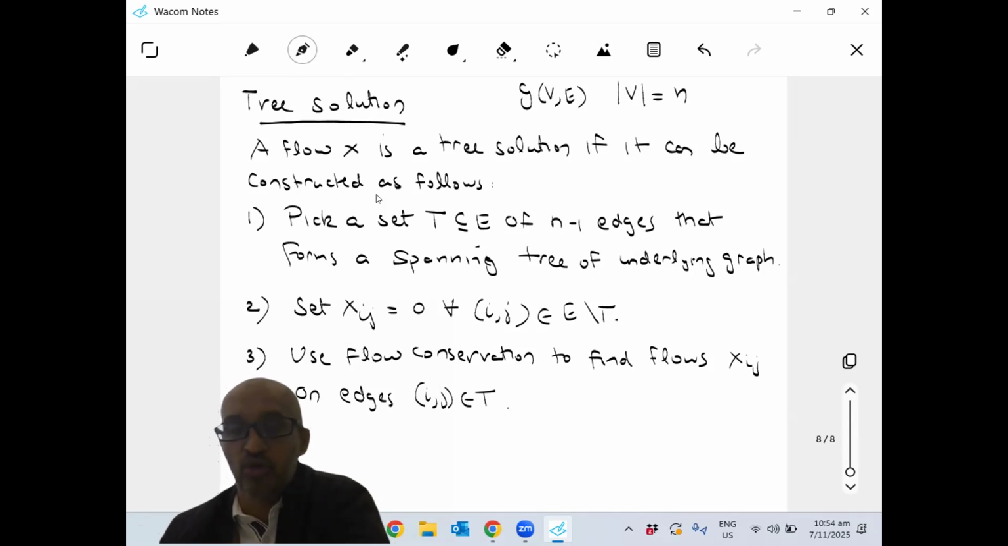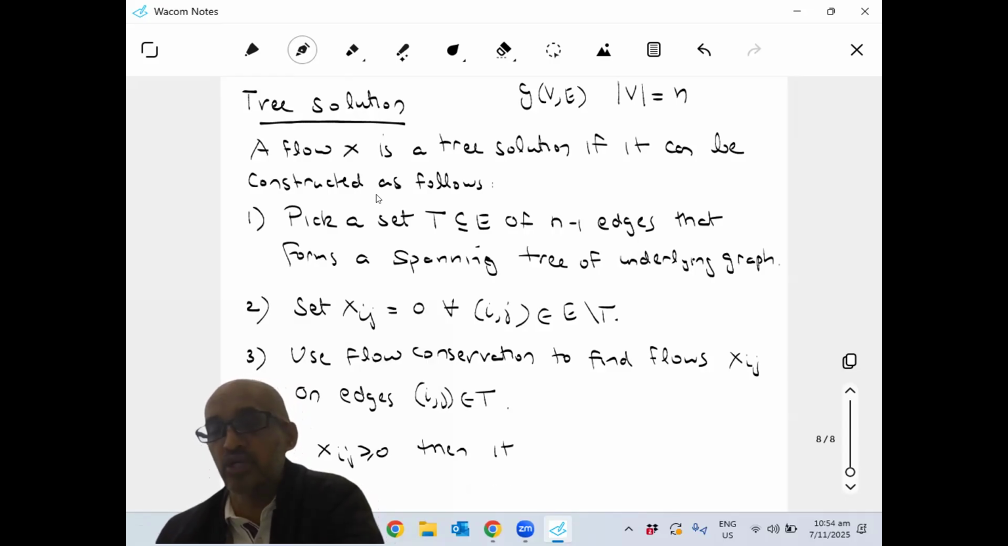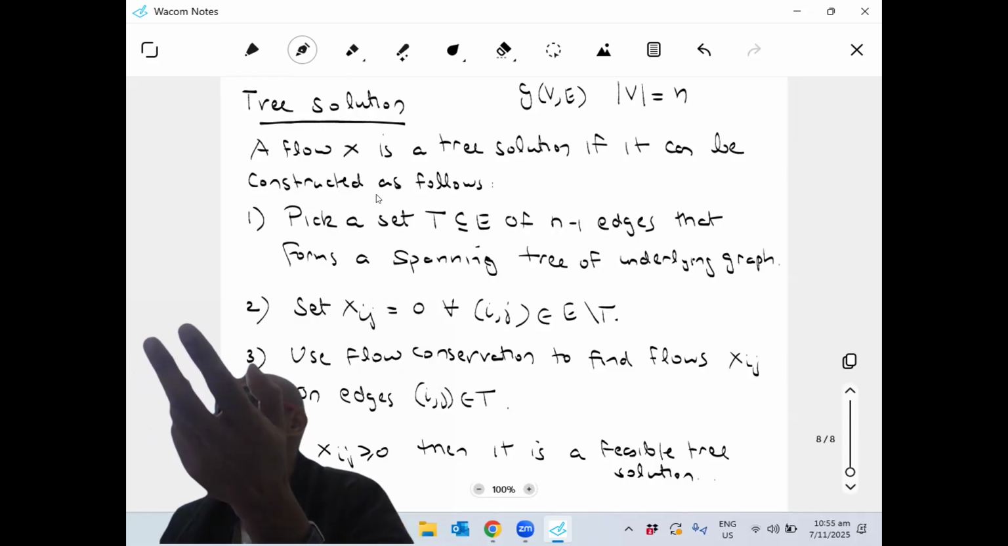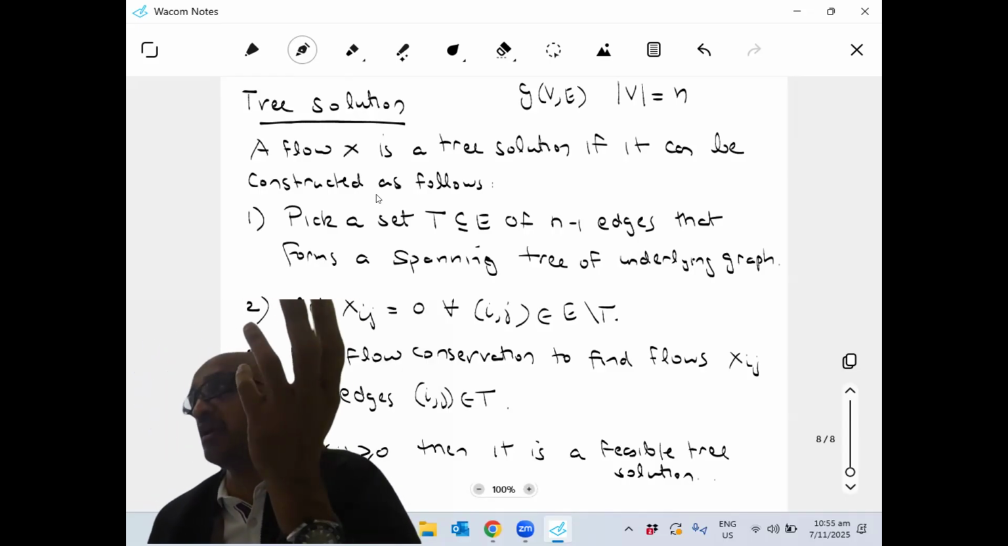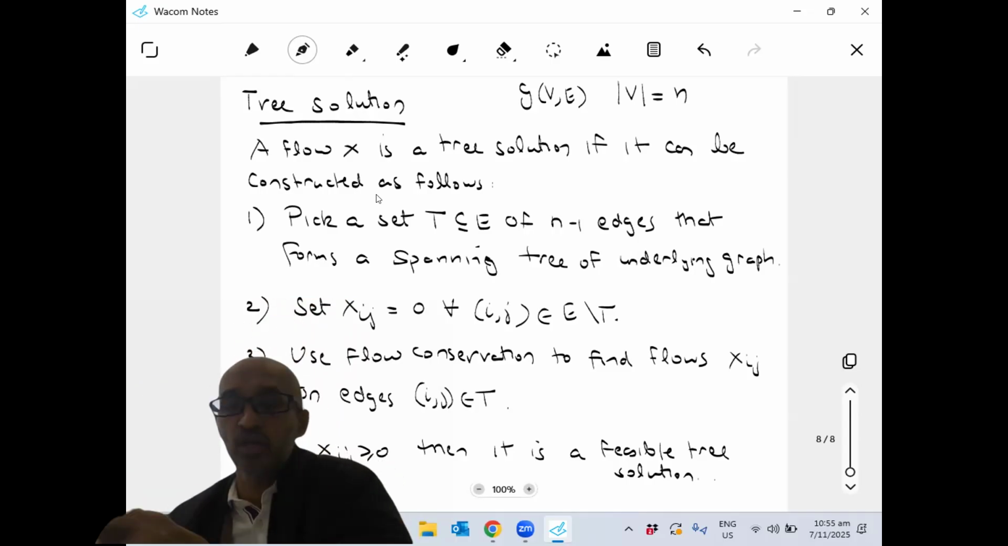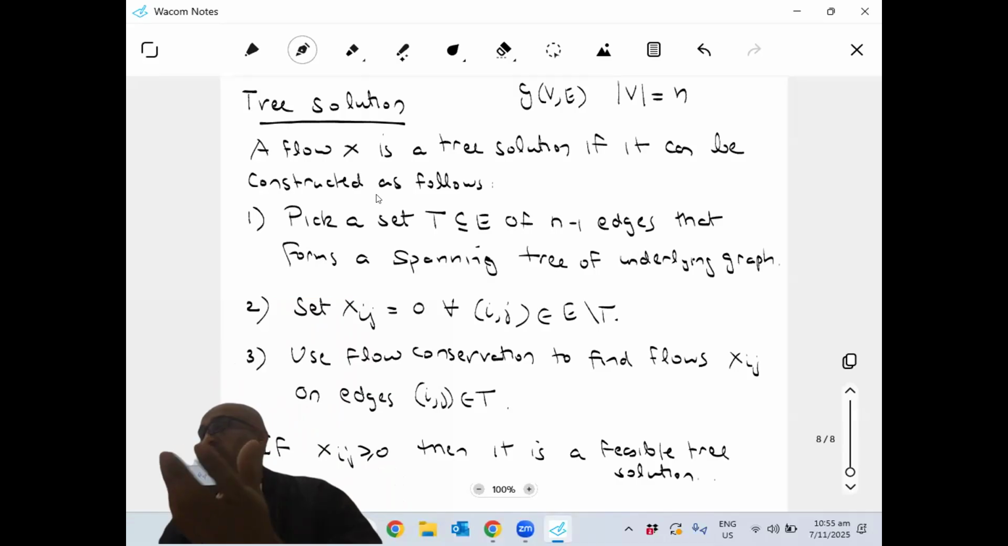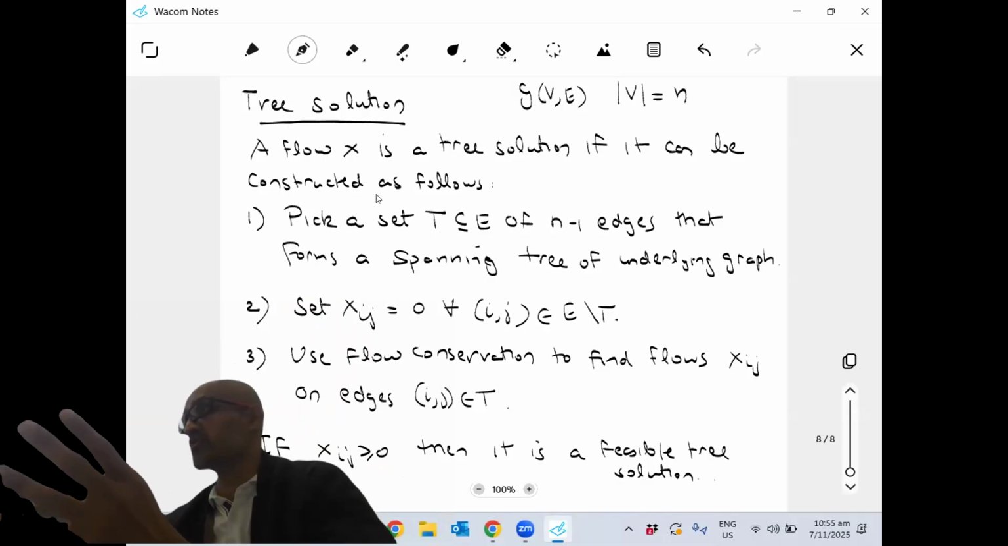If all these flows x_ij are non-negative when we do this, then it is a feasible tree solution, which is going to be a basic feasible solution. When you do only the first three steps, it's a basic solution, but feasibility may not be guaranteed because your flows may not be non-negative. Then it becomes a feasible tree solution. I'll show you an example. We'll do a couple of examples just to illustrate this idea.